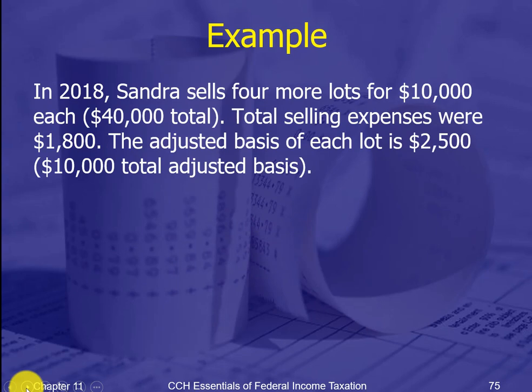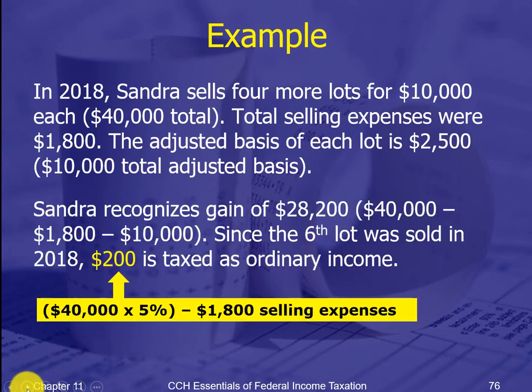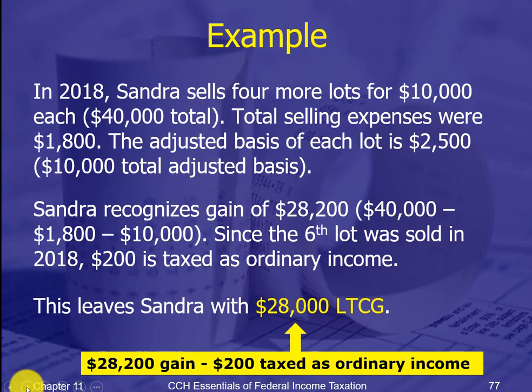In 2018, though, she sells 4 more. Total now for those 4, $40,000. She has some selling expenses, pays a commission on these, and then the adjusted basis is the same as before. So she's going to have a gain of $28,200, and then since the 6th lot was sold, she's going to have ordinary income up to 5% of the $40,000 minus the selling expenses. All right, so it's still not too bad. Still mostly capital gain, and so generally that's the way it's going to be treated with subdivided property like that.